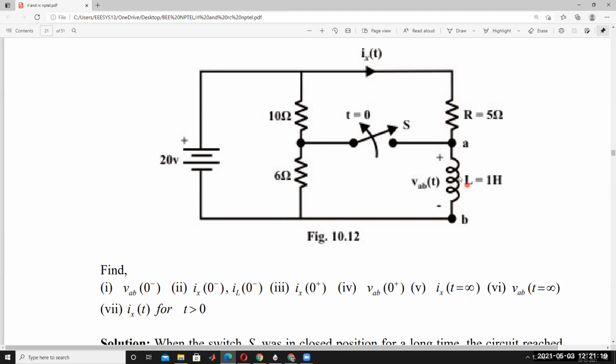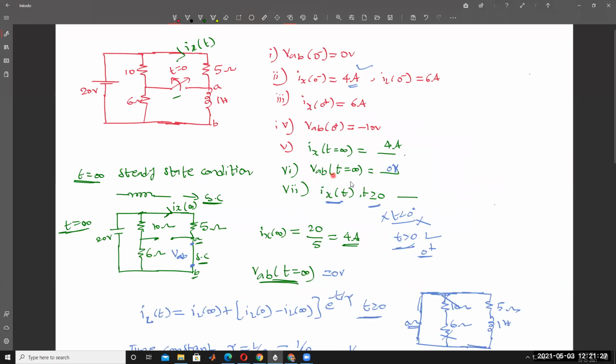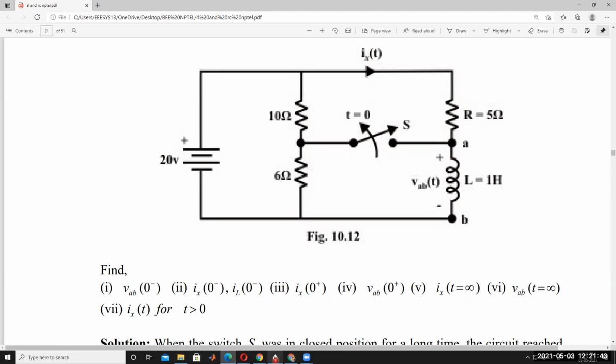Inductor does not allow sudden changes in current. That's why before the switching action and after the switching action, the current flowing through the inductor is the same. That's why IL of 0 minus is equal to IL of 0 plus, and that is equal to 6 amps. So IL of 0 minus is 6 amps, and IL of 0 plus is also 6 amps.